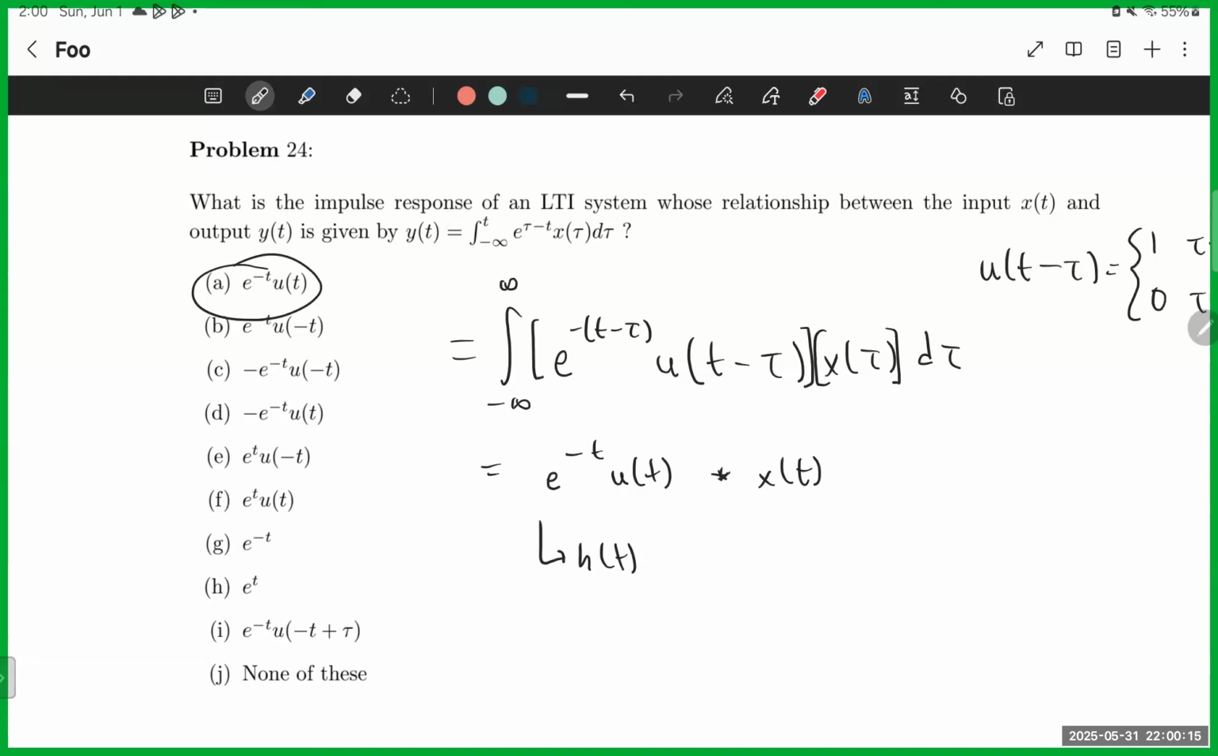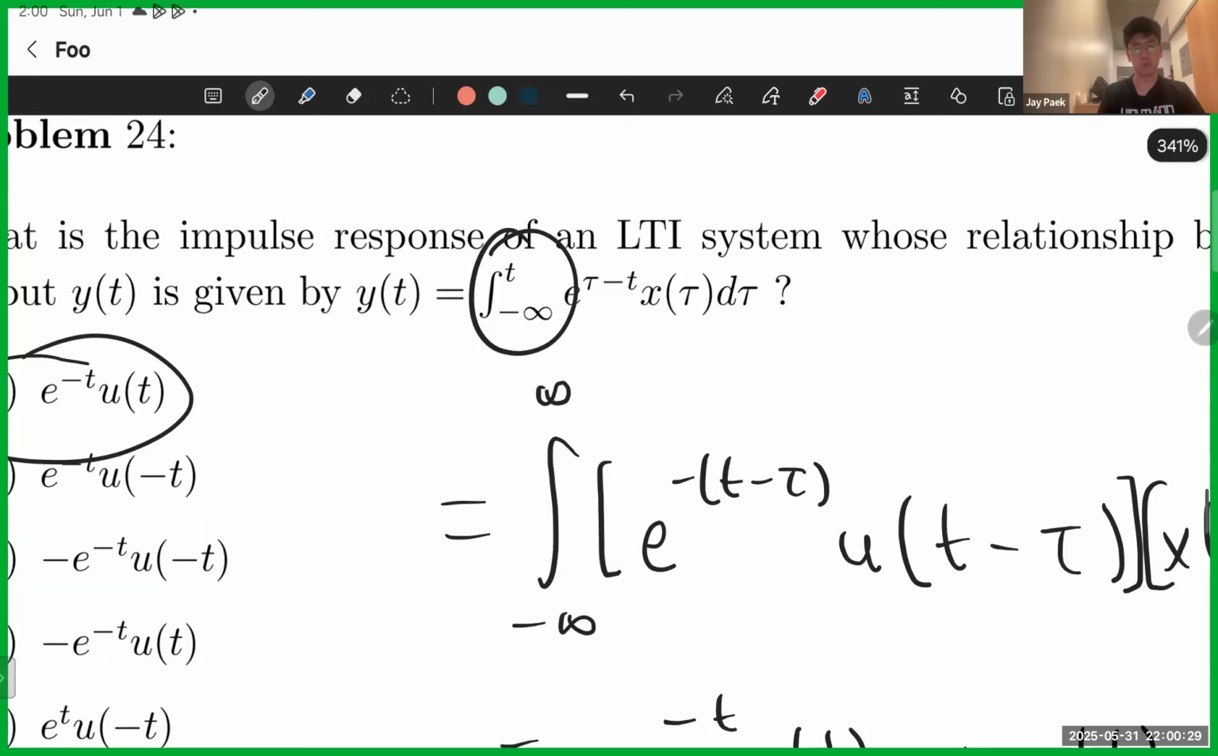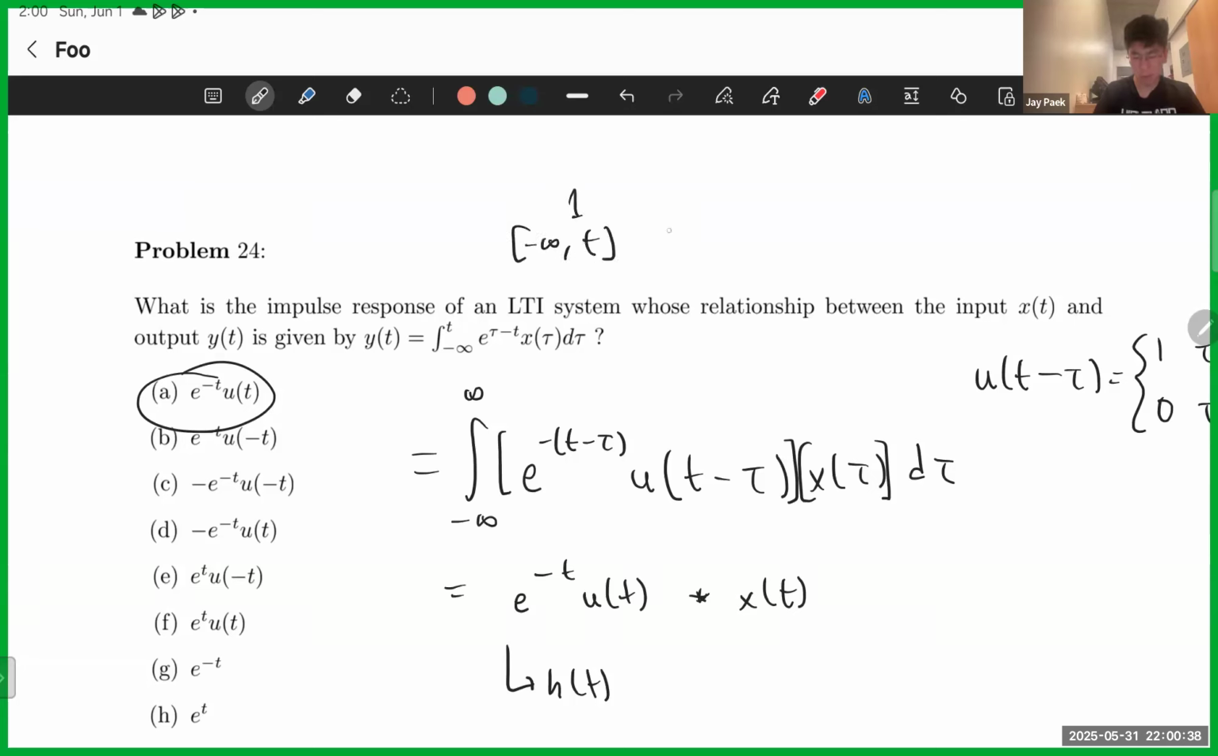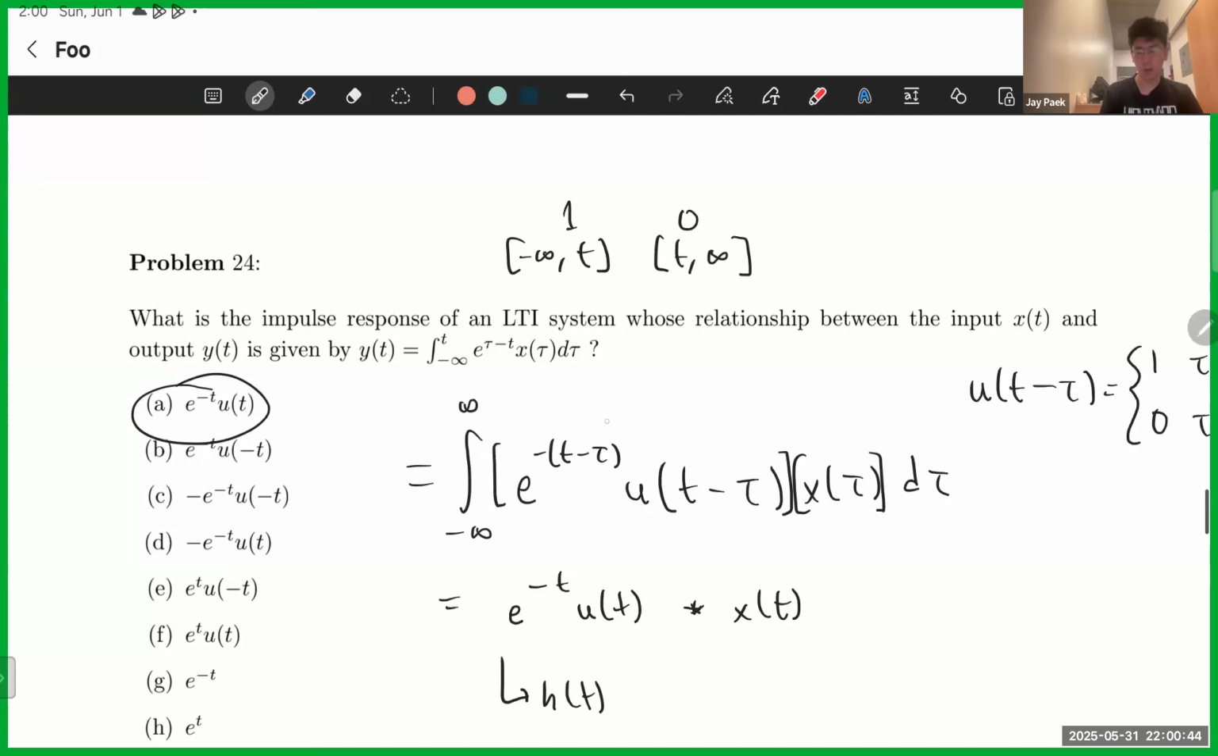Got it. And then for the u of t, you can just add the step function u of t minus tau just to get it to cancel out, because it's just one, right? Is that the logic behind it? Exactly. So it's just 1 when in these bounds, and 0 in these bounds, so this specific integral is equal to the same as this integral for all values of t. Is that clear? Got it. Yeah. Thank you so much. Perfect.